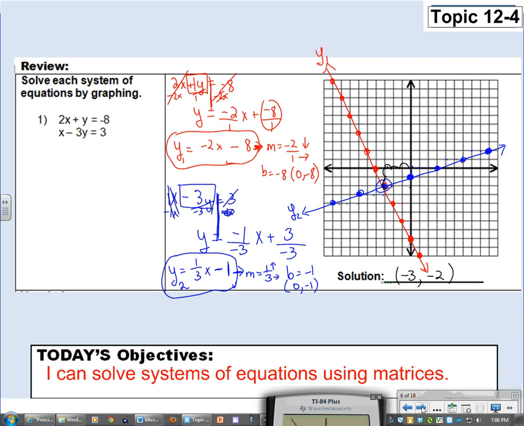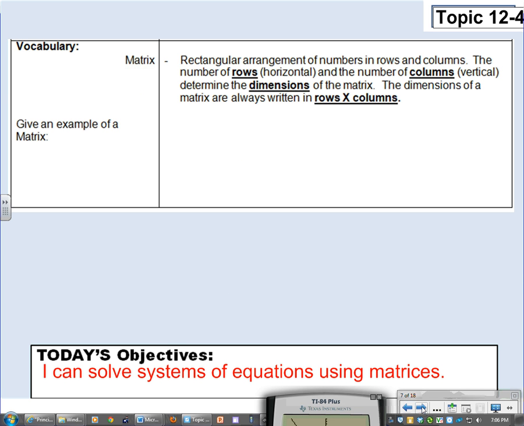So let's find out what is a matrix. A matrix is a rectangular arrangement of numbers in rows and columns. The number of rows go horizontal and the number of columns go vertical. They determine the dimensions of the matrix. If you think about going to a movie theater, you sit in a row. It goes left to right. And then when you look at a building that has columns out front, they go up and down. That's the vertical. The dimensions of a matrix is always written as rows by columns.